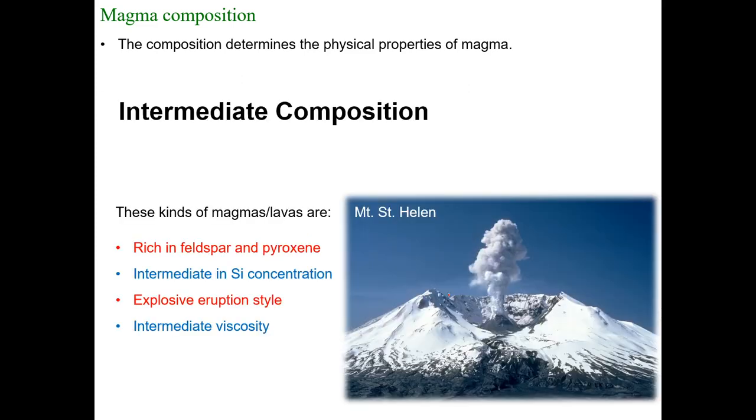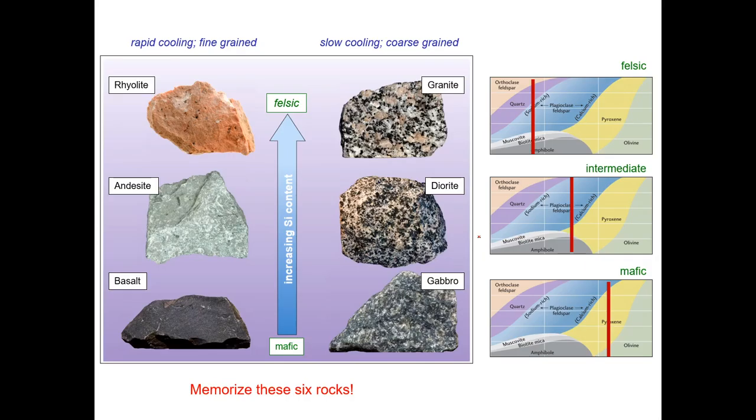Okay, it's tremendous. Now, intermediate is another compositional term that just means medium, between mafic and felsic. These are rich in feldspars. In fact, they're almost entirely made of feldspar, plagioclase feldspar especially. When you get an intermediate rock, sometimes it's like 75%, 80% just plagioclase feldspar. They are intermediate in silica concentration. They have an explosive eruptive style, and they're intermediate in their viscosity. Mount St. Helens, which was the last big eruption in America, was an intermediate eruption.